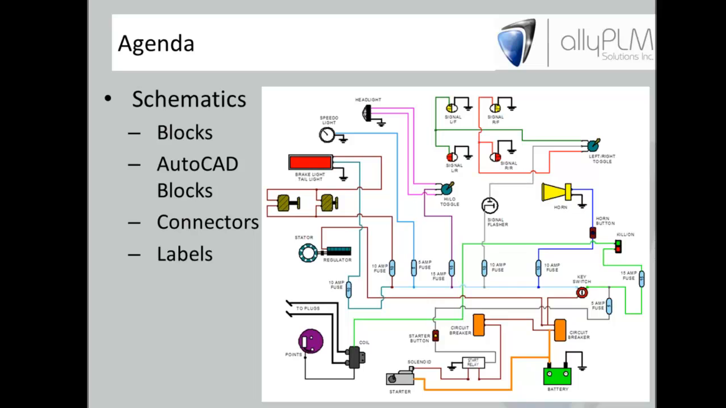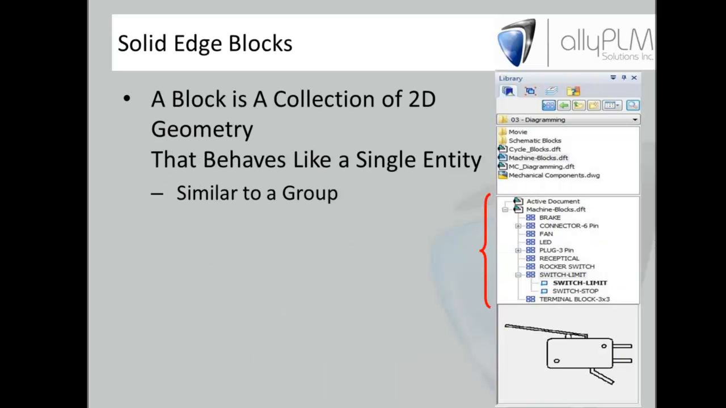Like I said, today we're going to cover the schematics tool in Solid Edge. First, we're going to look at blocks and Autocad blocks, and then we'll go into drawing connectors and placing labels. Basically, all a block is a collection of 2D geometry that behaves like a single entity. It's similar to a group or a rigid set of sketches.